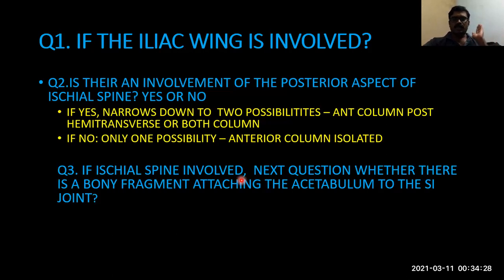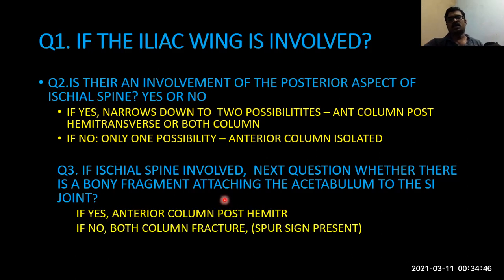Now, we have 2 fractures that are remaining: the anterior column with posterior hemitransverse, and the both column. So we have asked the question, iliac wing fracture, yes. Ischial spine fracture, yes. The next question is whether there is a bony fragment attaching the acetabulum to the sacroiliac joint. If the answer is yes, it has to be anterior column, posterior hemitransverse. If no, that means the acetabulum is discontinuous. There will be the spur sign present in the obturator oblique view, and that becomes a both column fracture. That is the classical both column fracture.